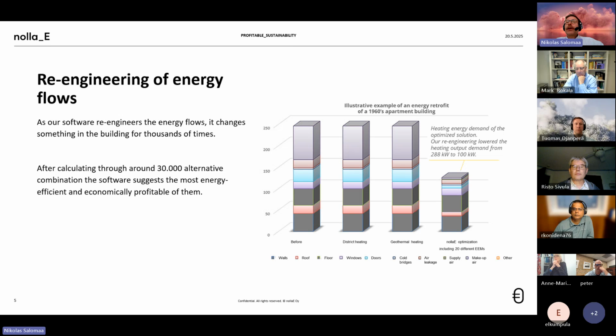But on top of geothermal heating, we did 19 other energy efficiency measures that lowered the energy consumption and also made the indoor air quality better. All these together, these 19 energy efficiency measures and geothermal heating, added up to 467,000 euros, whereas only geothermal heating would have added up to 493,000 euros.